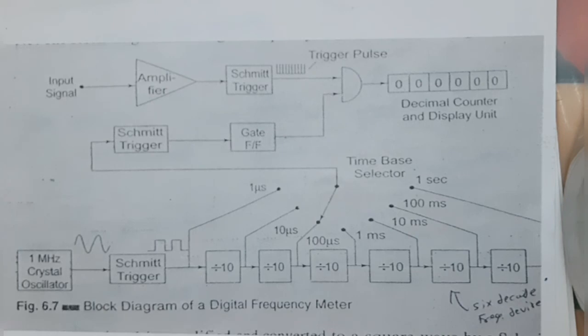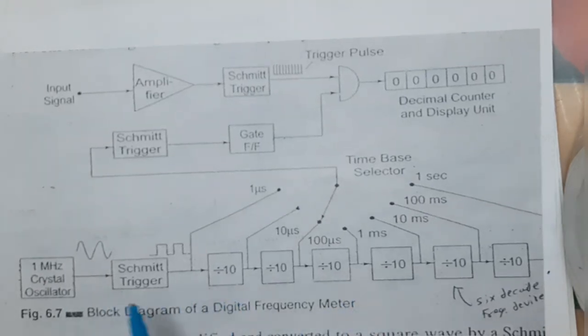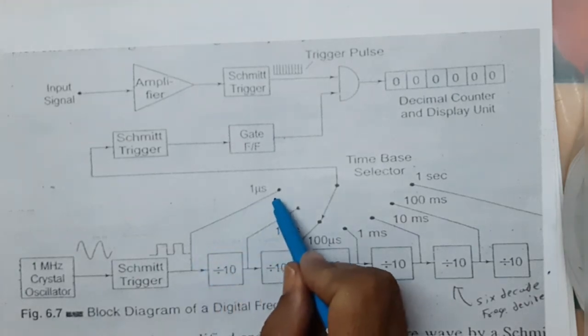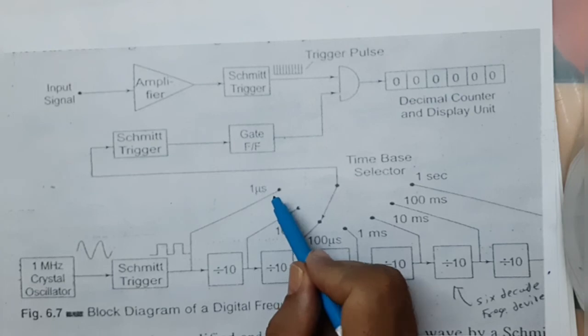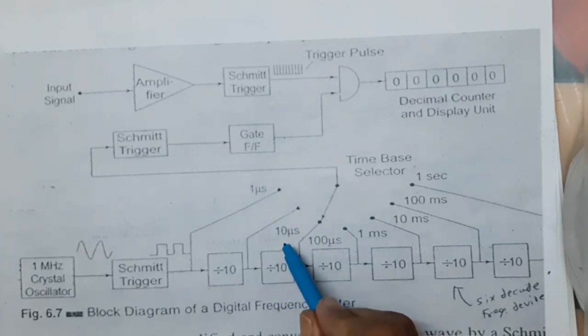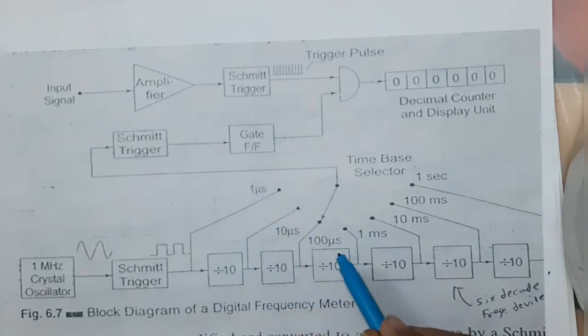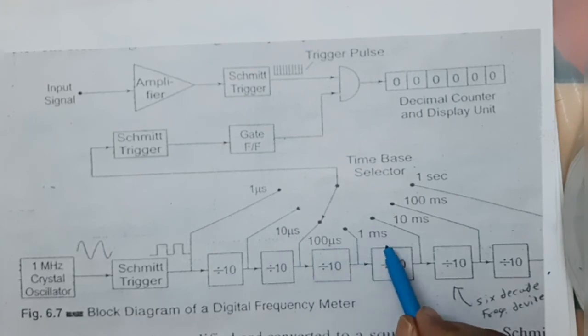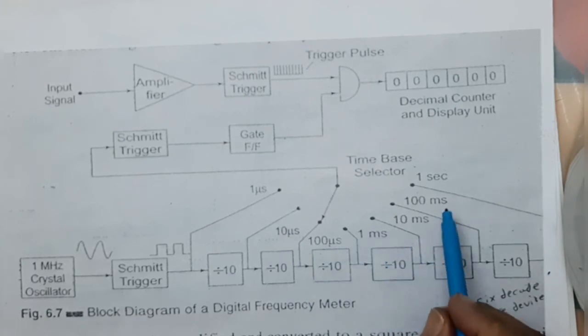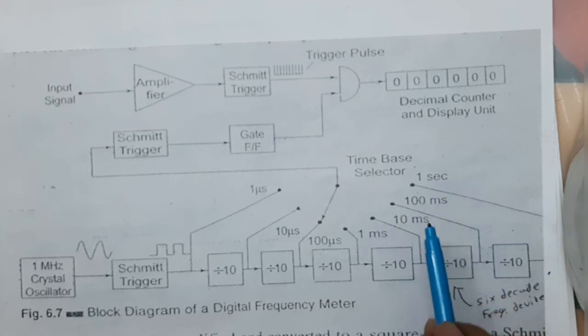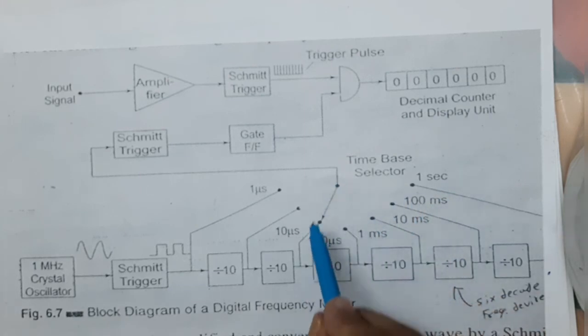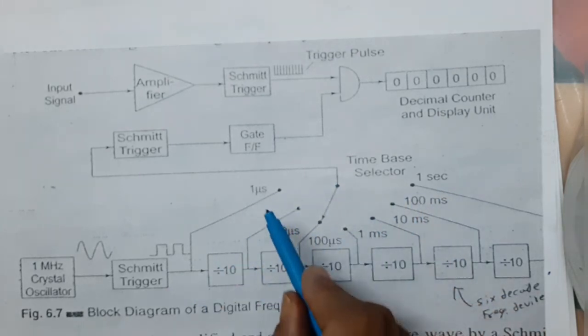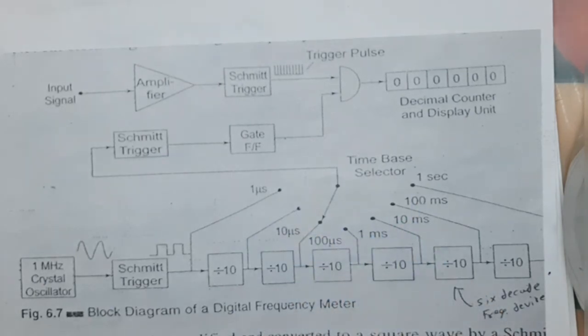The block diagram is given here. Through this we can measure different values of the frequency. It is divided by 10, again divided by 10. Here we can find the period is 1 microsecond. Divided by 10, that means 10 microseconds, then 100 microseconds, 1 millisecond, 10 milliseconds, 100 milliseconds, and finally 1 second. So we can connect this to the different knob. There is a knob through which we can divide this.